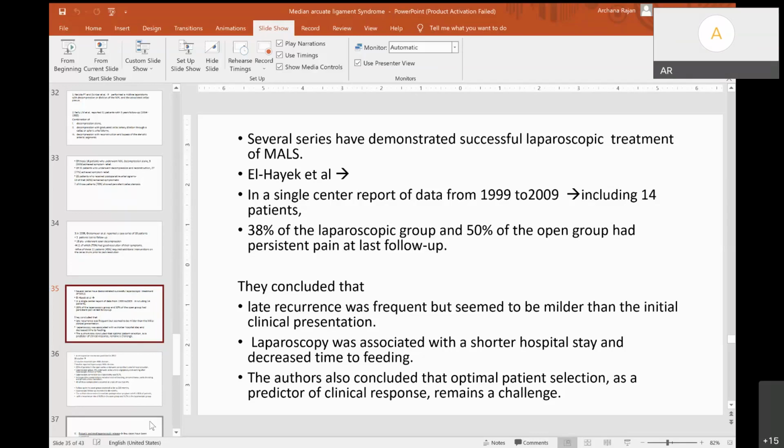Laparoscopy was associated with a shorter hospital stay and decreased time to feeding. This was the advantage of laparoscopy mentioned over open surgery: the shorter hospital stay and decreased time to feeding. The authors also concluded that optimal patient selection as a predictor of clinical response remains a challenge.